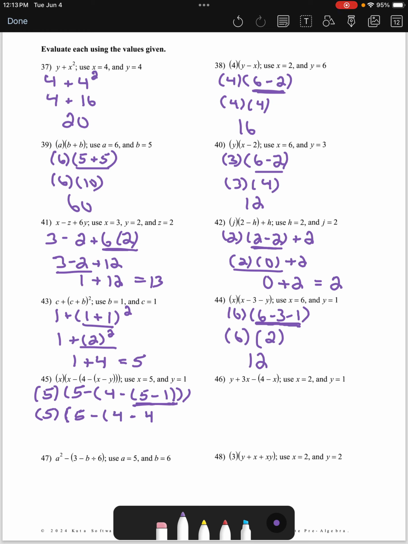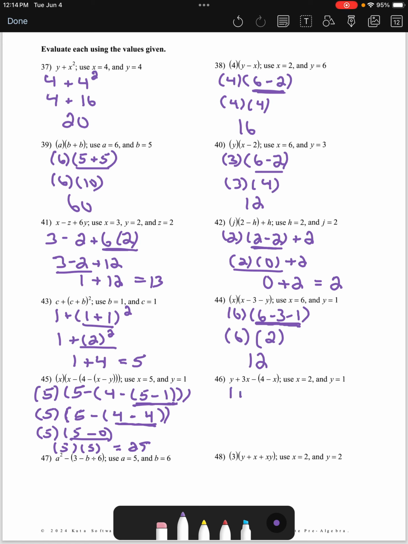This 5 minus 1 is 4. Now we do this 4 minus 4. That's 0. Now we do the 5 minus 0. That's 5. And finally, 5 times 5 is 25. Probably the hardest problem in this entire batch.